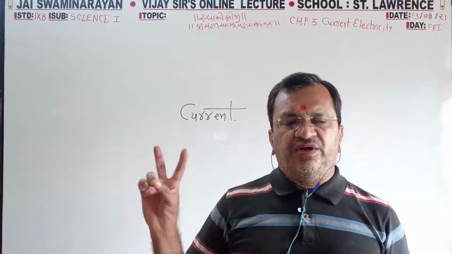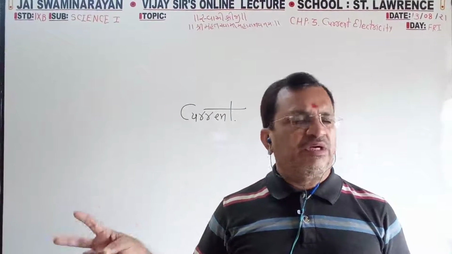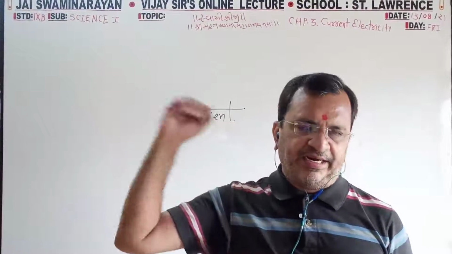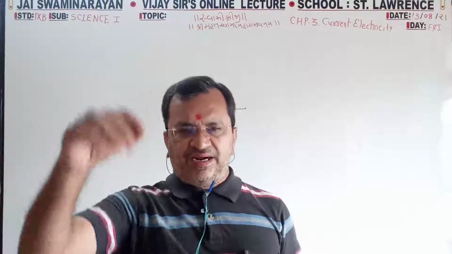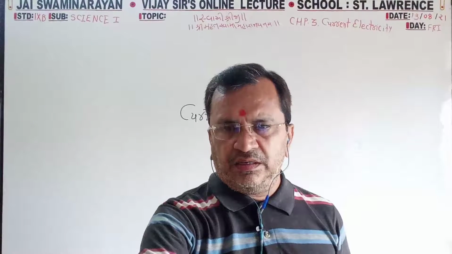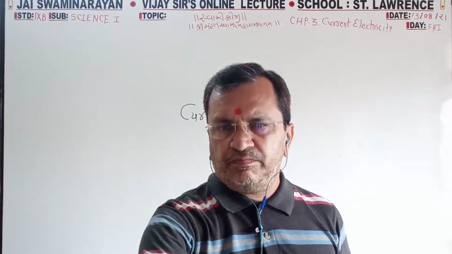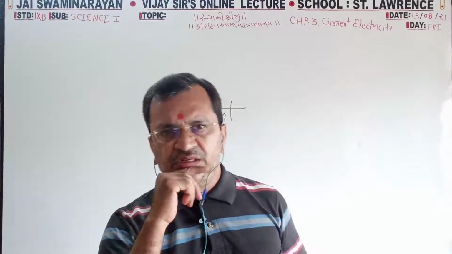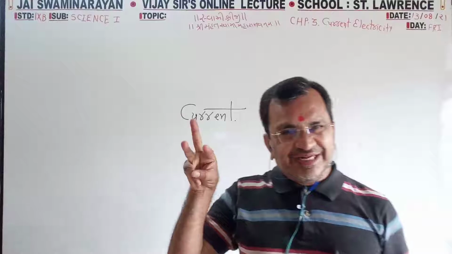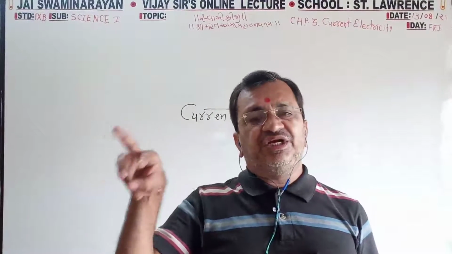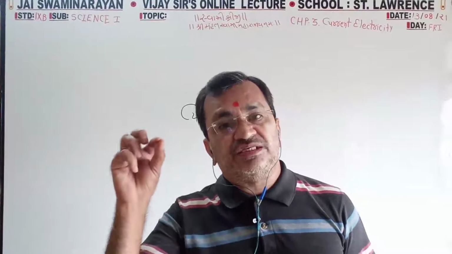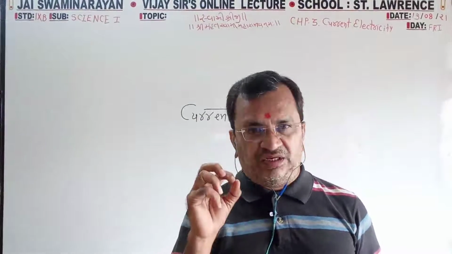In the socket you will find 2 terminals, 3 terminals. 2 terminals means positive and negative. Positive means high level, negative means lower level. From higher level to lower level electric current will flow. In a three-pin plug there are three terminals. One is positive, one is negative, and one is neutral, that is earthing.